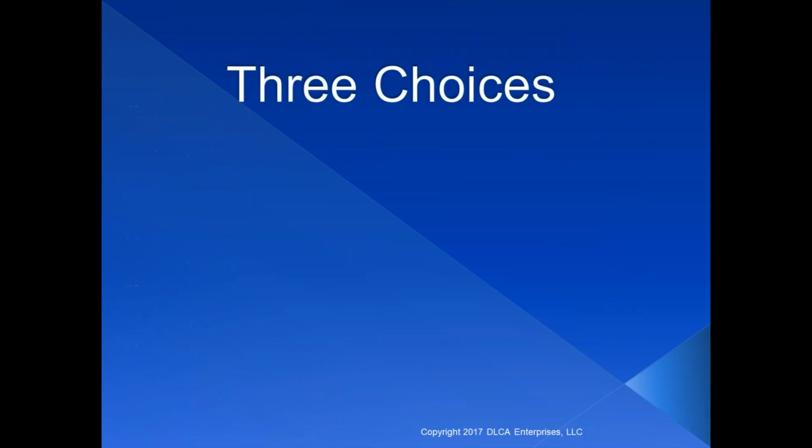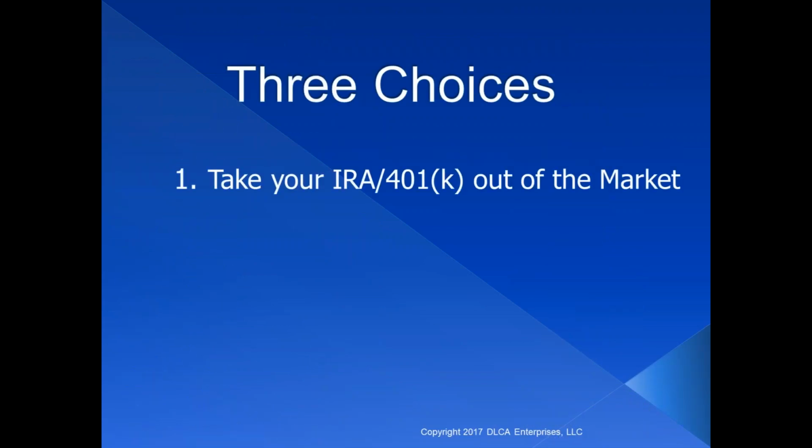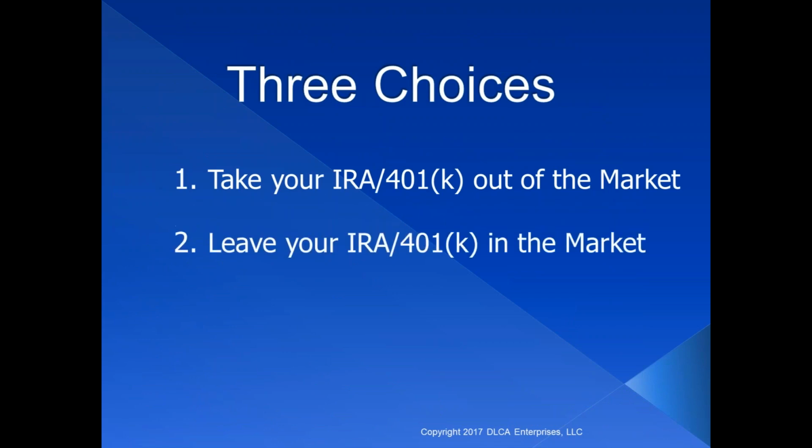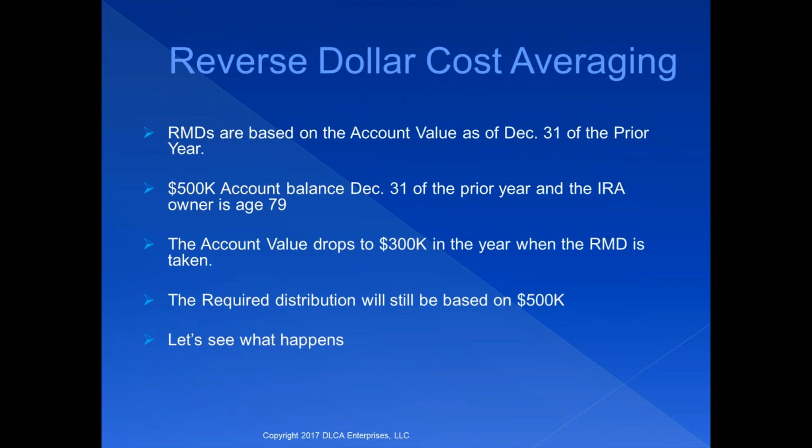Let's move on. So they really have 3 choices. 1, you can take your IRA or 401k out of the market. Number 2, you can leave it in the market. But maybe there's a better choice. What about a combination of both? Let's see how this works. And I'm going to introduce this by talking about reverse dollar cost averaging.